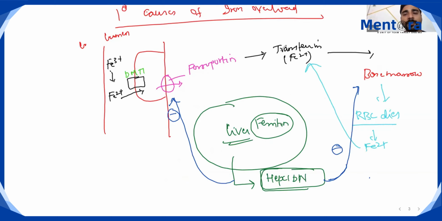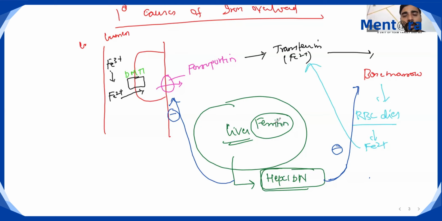Now in the circulation it is transferred in the form of transferrin. It is taken by the bone marrow and helps in synthesis of hemoglobin. Again, whenever an RBC dies, whenever its senescence is there, then all this iron is getting transferred in the form of transferrin, right? Whatever excess iron is there is stored in the liver as ferritin.